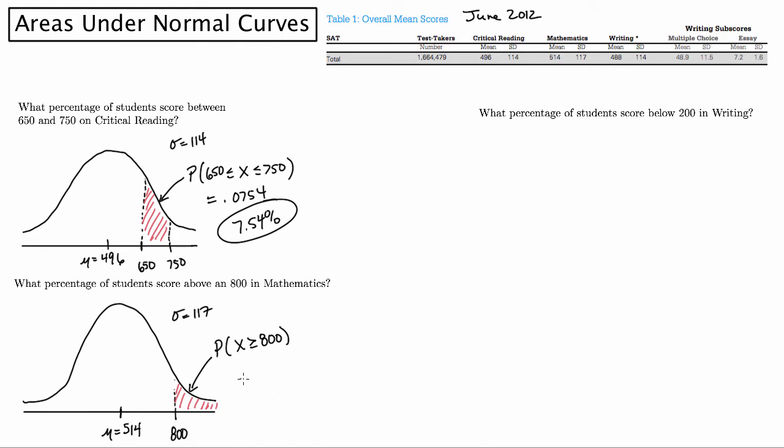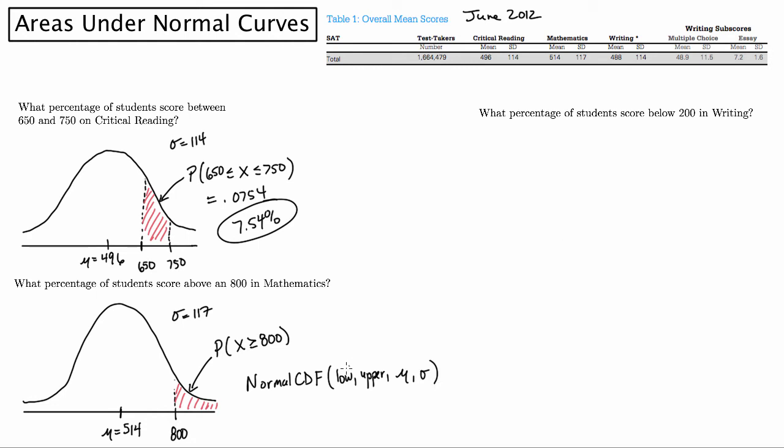Let's talk about the normal CDF command, and then we'll bring it up here in a second. Remember, the normal CDF uses the low value first, the lower bound, then the upper bound, the mean, and the standard deviation.